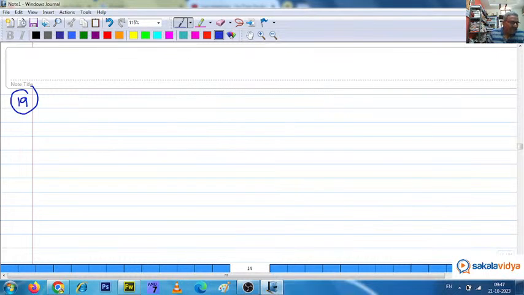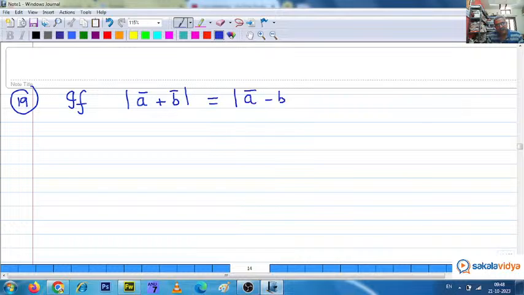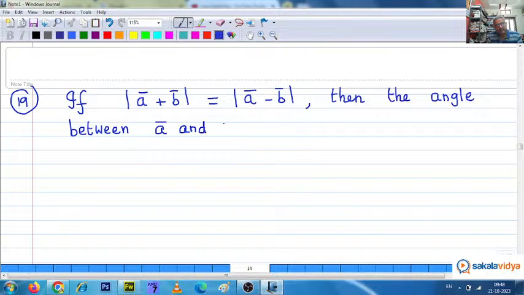So now one more very important thing. If modulus of A bar plus B bar is equal to modulus of A bar minus B bar, then the angle between A bar and B bar is, okay, what is your answer? Just think. See the hint.